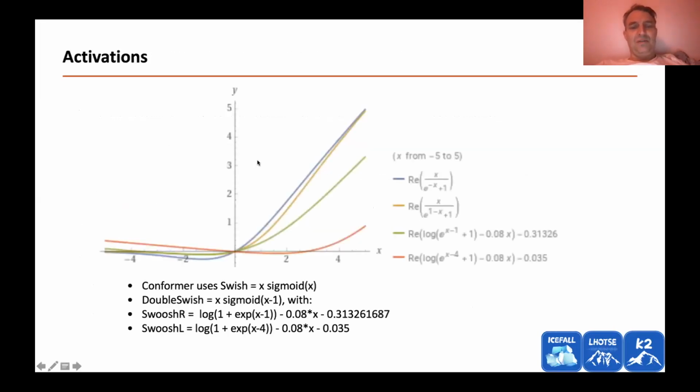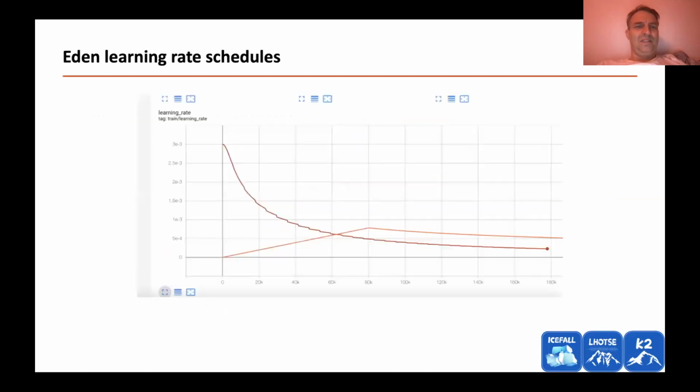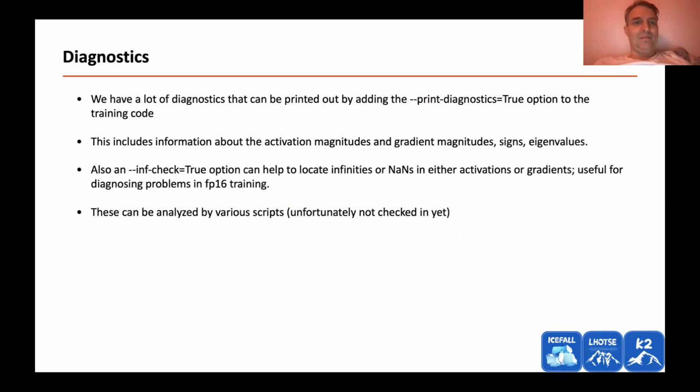We have a new activation we call Swoosh. It looks a little bit like Swish or DoubleSwish, except slightly rotated by several degrees, so that on the left it doesn't approach 0. Different learning rate scheduler. Something called the balancer, which is inspired by something in Kaldi. It kind of prevents dead neurons and various other badnesses that can happen.